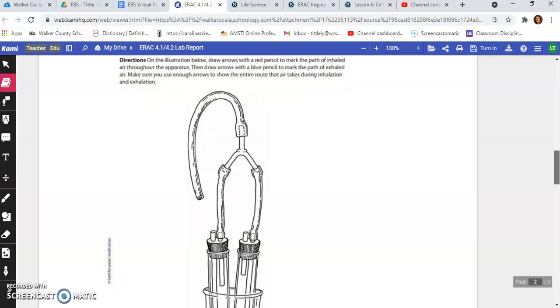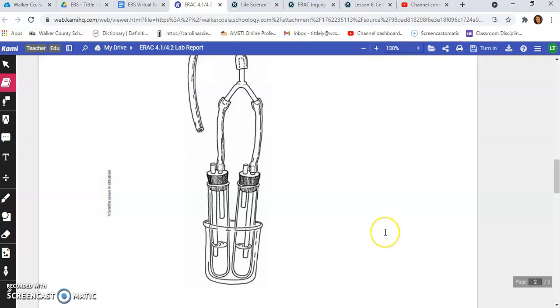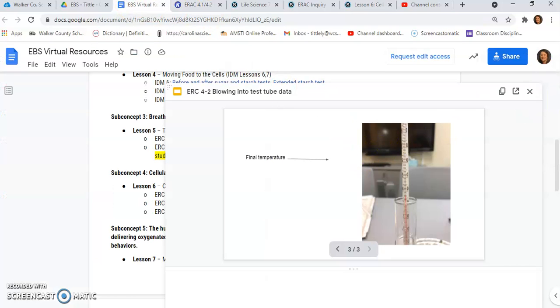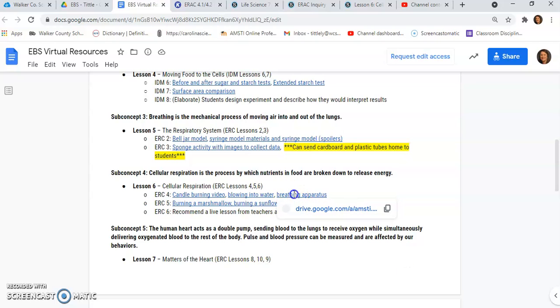Okay, then we have our last part. On this, you're going to be using red to show the direction that the air is being inhaled, and blue to show the direction for the exhaled air. So let's go back and look at a video clip of this particular part of the activity.